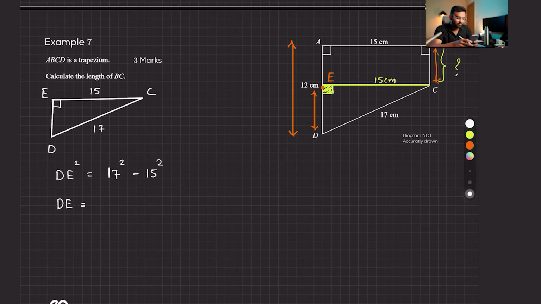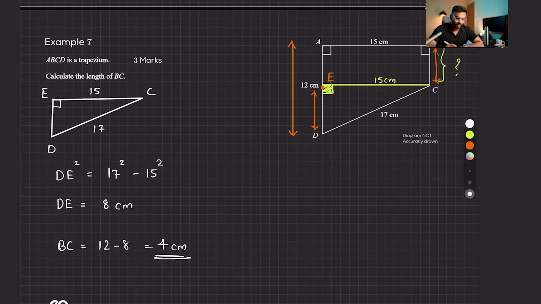17 square minus 15 square is 8. I need a square root of an 8, by the way. Oh, it's already square rooted. Hold on. This is just 8 centimeter. So therefore, guys, it's very easy. BC equals 12 minus 8, which is 4 centimeter.